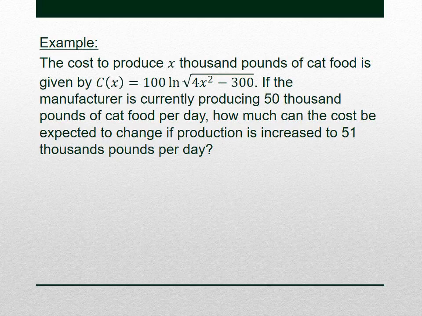Okay, so now it says the cost to produce X thousand pounds of cat food is given by this cost function. If the manufacturer is currently producing 50,000 pounds of cat food per day, how much can the cost be expected to change if production is increased to 51,000 pounds per day? All right, so hopefully you already can see how we're supposed to do this one. So we've been given a cost function. It says they're currently doing 50,000 pounds, and we want to estimate the change when we go up to 51.